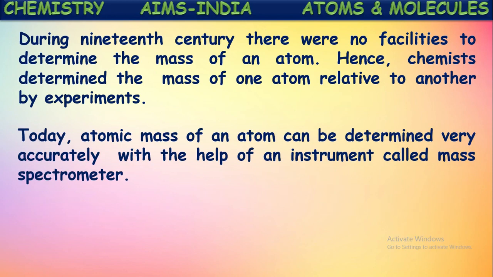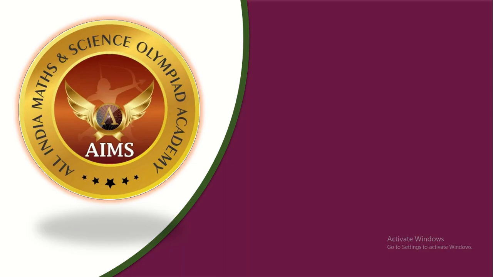But nowadays, the atomic mass of an element can be determined very accurately with the help of an instrument called a mass spectrometer. So nowadays we have special equipment which can determine the atomic mass of an element most accurately. That equipment is called a mass spectrometer. With this we are now able to calculate the atomic mass of every element. This is about atomic masses of elements.